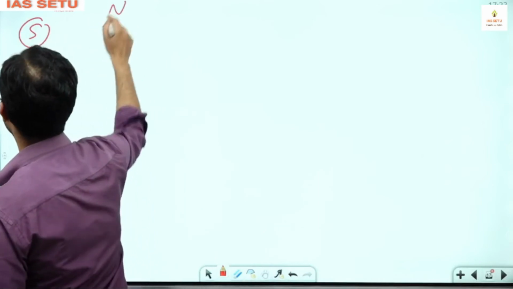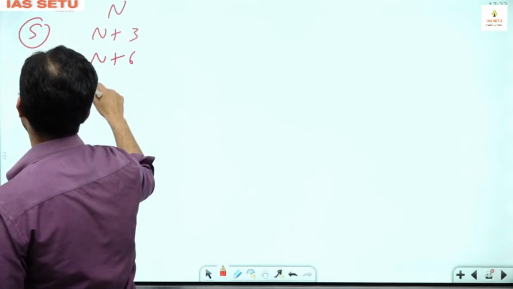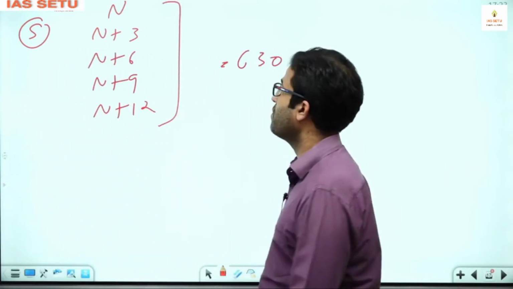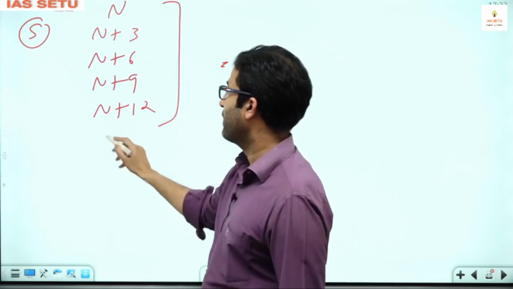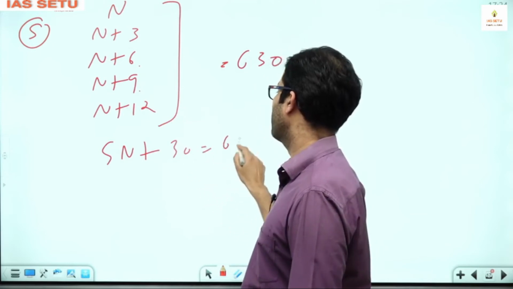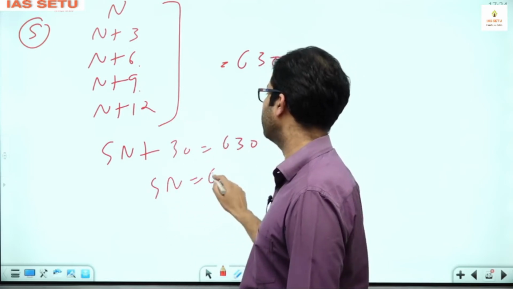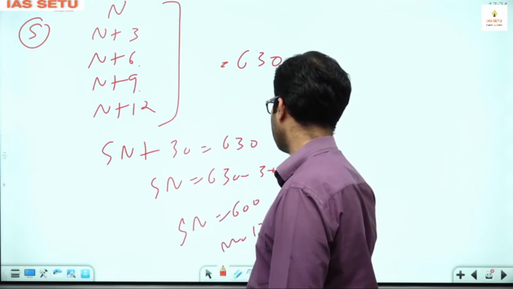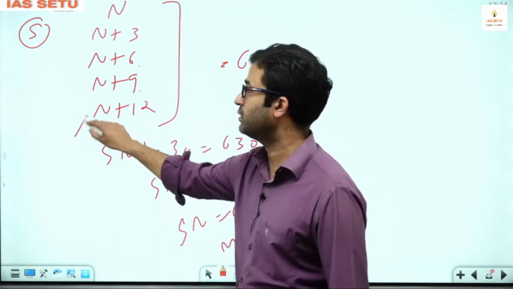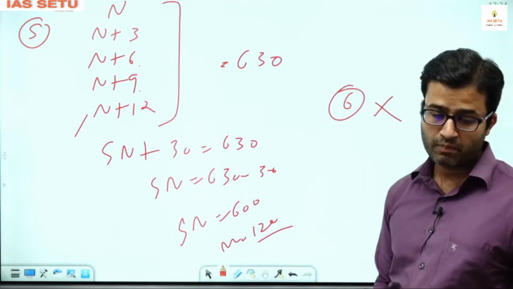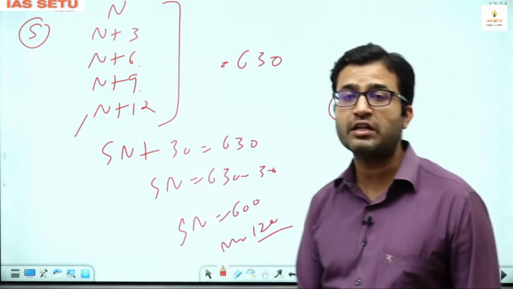If the number of rows is 5, then it will be n plus 3, n plus 6, n plus 9, n plus 12, total 630. This is 5n plus 6 plus 3 plus 9 plus 12, that is 30, equals 630. 5n is 630 minus 30, so 5n is 600, and the value of n comes to 120. Perfect, yes, it is possible. So the answer is 6, since the number of rows 6 is not possible. So you have to use the answer options.